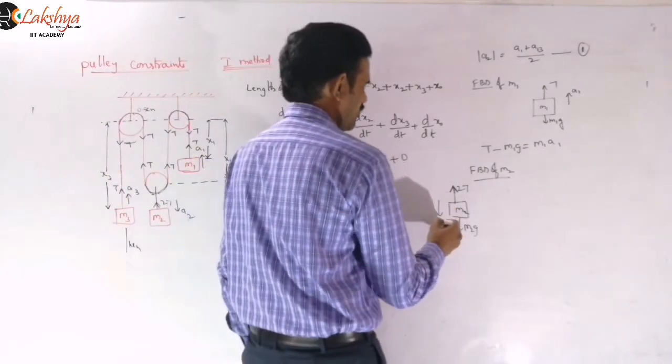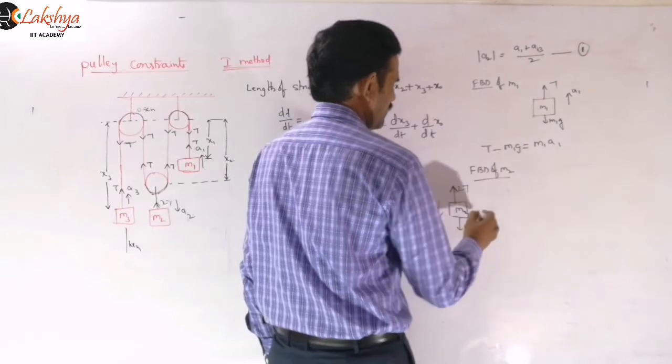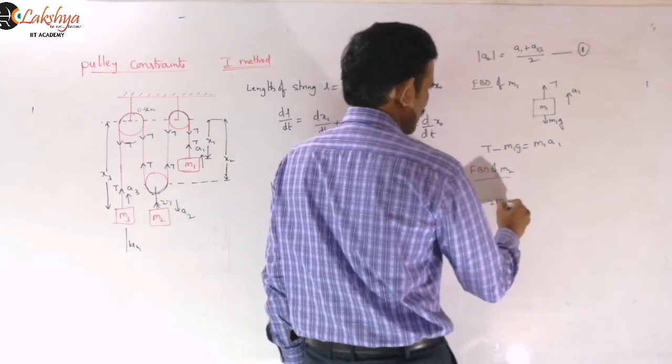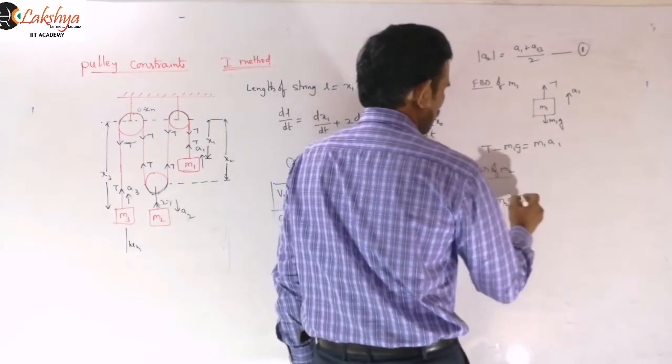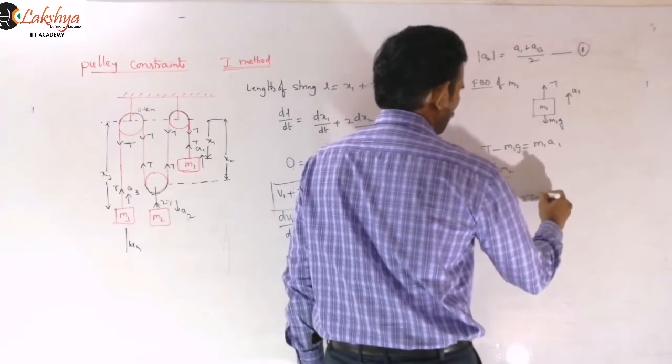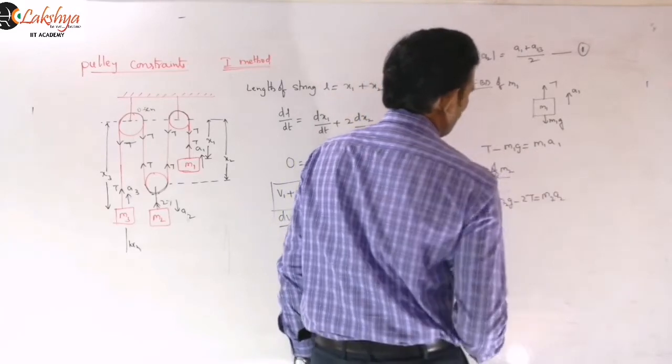We are assuming this block is moving down with acceleration A2. And so now the force equation you can write as M2G minus 2T is equal to M2 into A2.